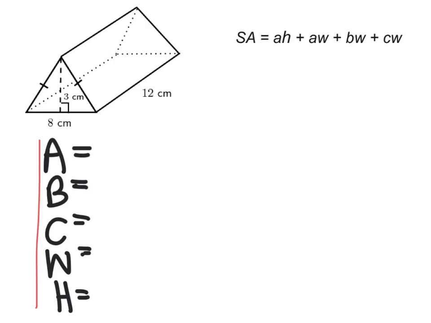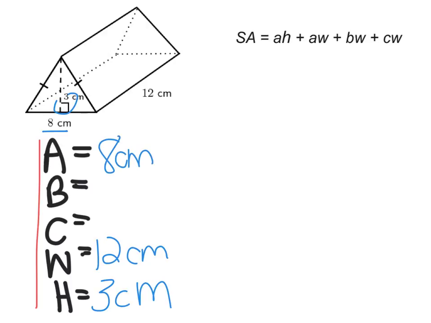How wide is our triangular prism? Our triangular prism is going to be 12 centimeters. What's the height? Well, we need to look at our base and look at our dotted line for our right angle, and that's going to tell us our height, which is then 3 centimeters. Now we have to look for our A, B, and C. Remember that I said before that our A is always going to be the base of the triangle. So in this case, the base is 8 centimeters.